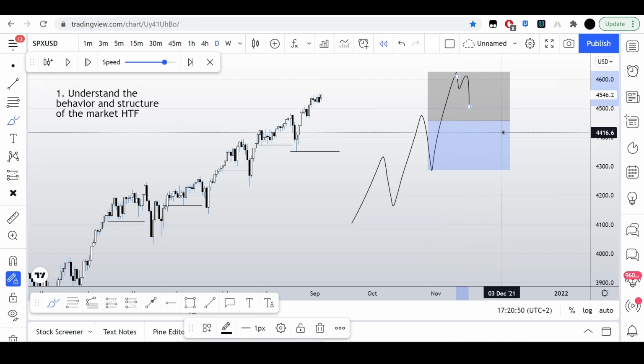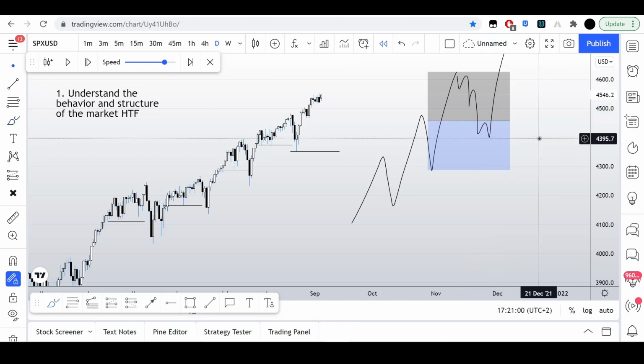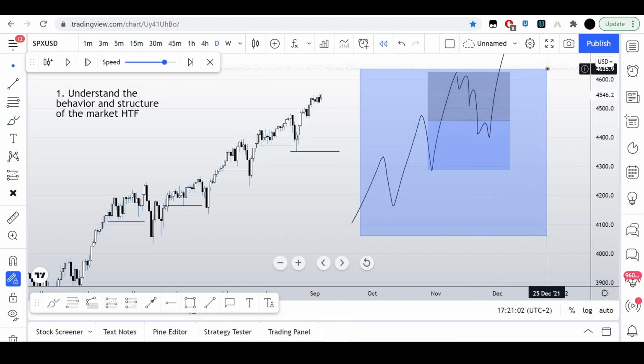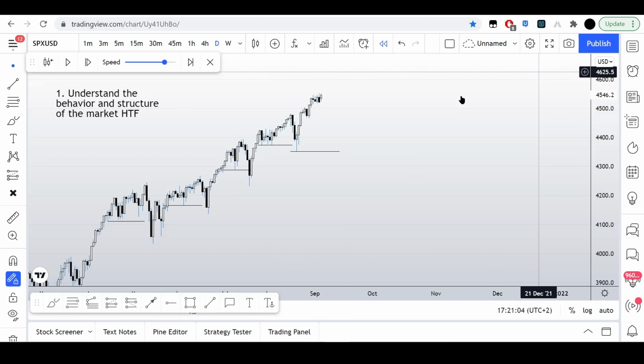The blue is discount. Under 50% is discount, above 50% is premium. So you only want to sell in premium and you only want to buy in discount. That's just the basic thing with premium and discount. So I hope you guys understood that.